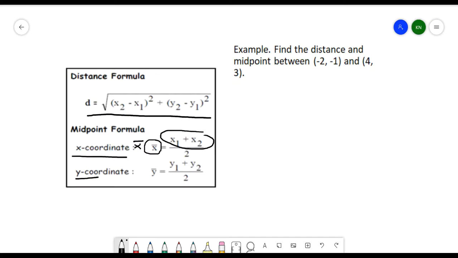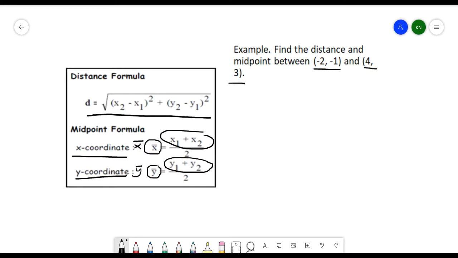And we also have the y coordinate, which has the same process of getting the midpoint of y. We have to add the two y's and divide by 2, and then we have this symbol, the y with a bar at the top. So for example, find the distance and midpoint between (-2, -1) and (4, 3).